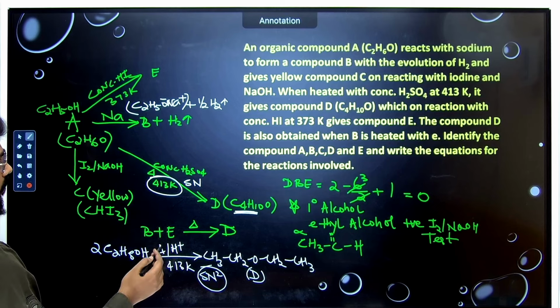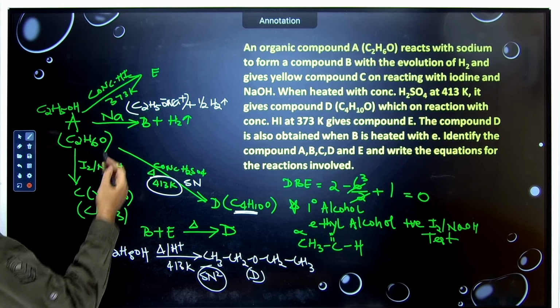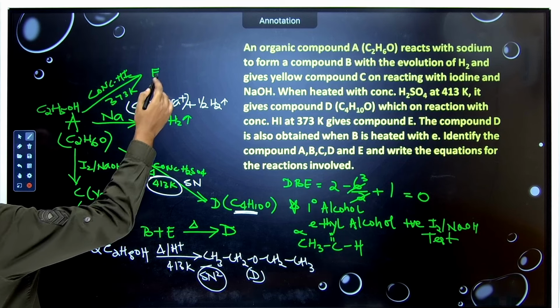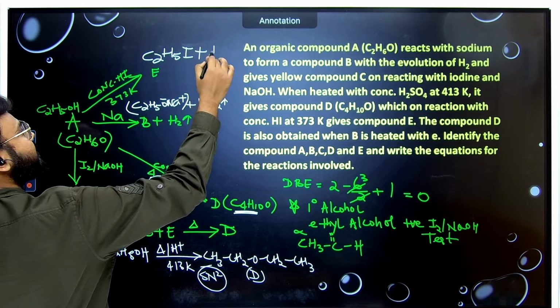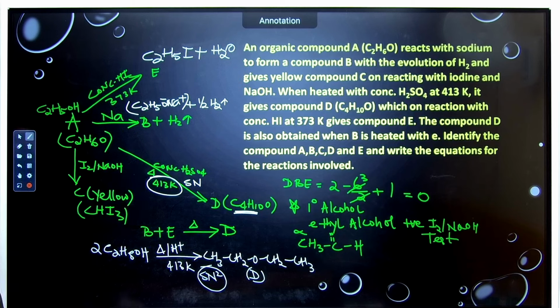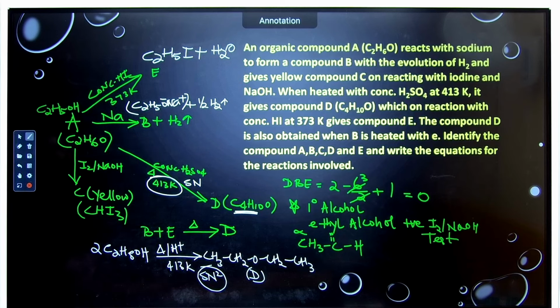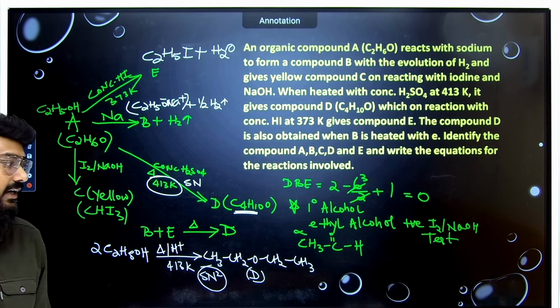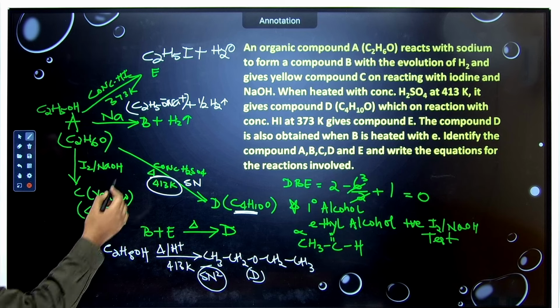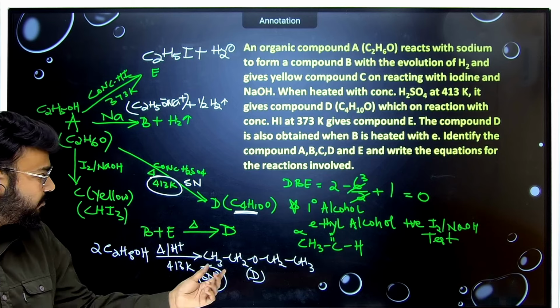Now let's learn what the E will be. On ethyl alcohol, when you put concentrated HI, we know what this will form. It will be alkyl halide. So this will be C2H5I plus H2O, forming alkyl iodide. Now, just to confirm our B and E, to check whether it's giving D or not: our B is sodium ethoxide. I think it's a Williamson synthesis. Sodium ethoxide and alkyl iodide will form an ether, which is nothing but D.